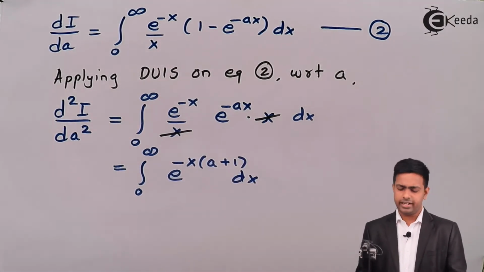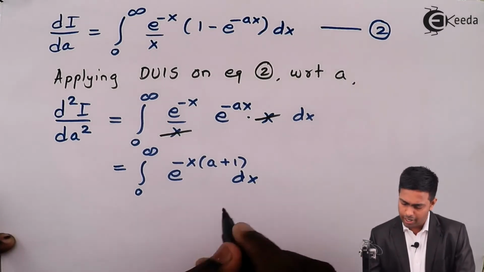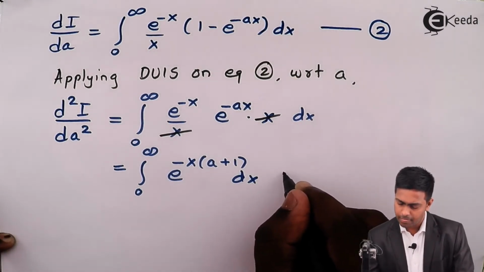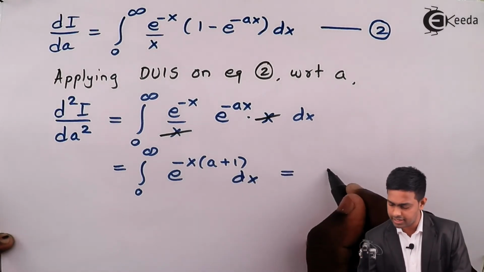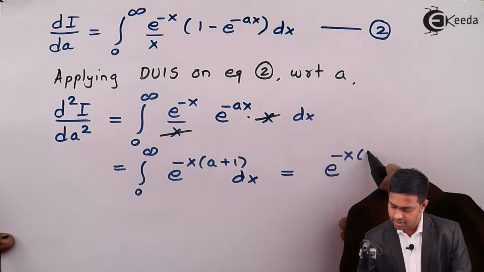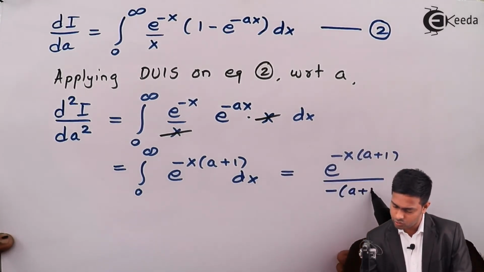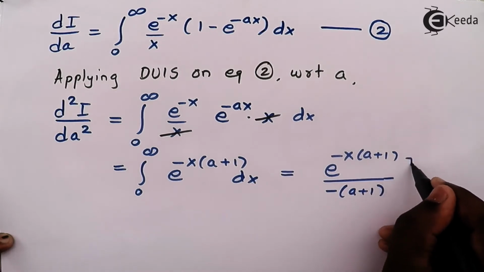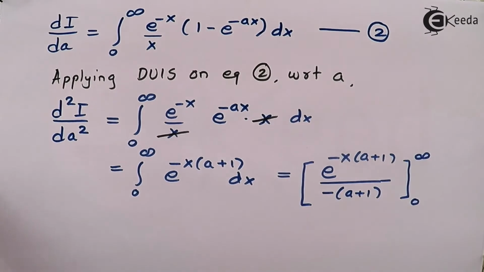And now the integration of this term is very easy. So by using the integration formula, here we will get integration of this term as e raised to minus x a plus 1 upon minus of a plus 1, and limit is from 0 to infinity. Now let's apply the limit, that is infinity.